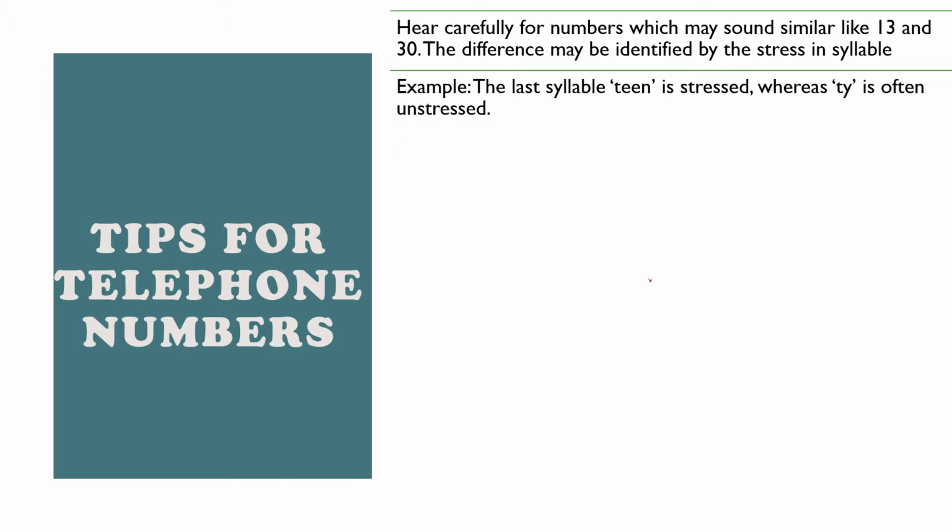That is, the teen is stressed, whereas TY is often unstressed. So 13th of August, 15th, it is going to start on 17th, but it costs 30. It's going to start on 30th of March. So they will be quick. The TY numbers will be a bit quick, but teen will be a split second extra stretch. 13th, 30, 15th, 15, 16th, 60. Okay, so you must listen to them very carefully.